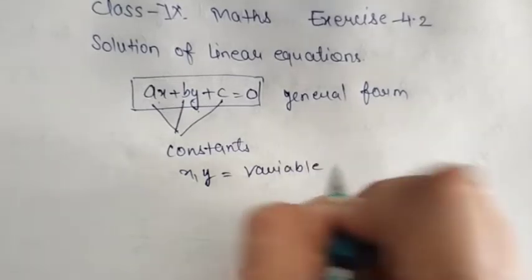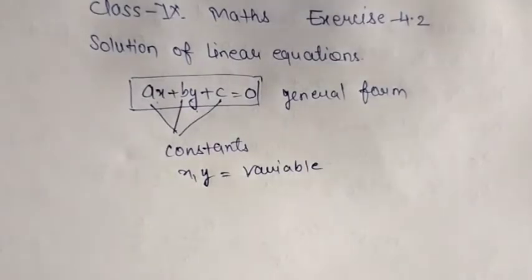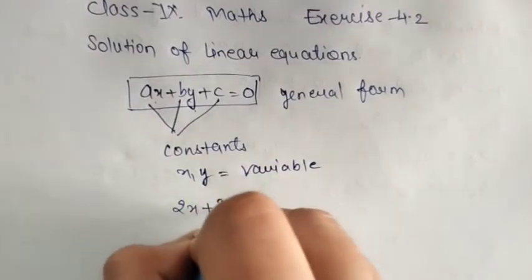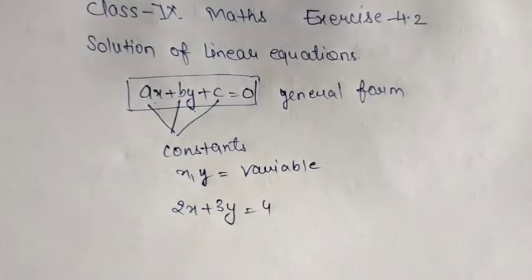Okay, so in today's class we are going to find the solution of linear equation. It means we have to find the value of x and y. Okay, if somebody tells you that you have to find the value or solution of a linear equation, that is 2x plus 3y equals to 4. Okay, if your question is 2x plus 3y equals to 4 and you have to find the solution of this equation, so what you have to do? Actually you have to find the value of x and y.